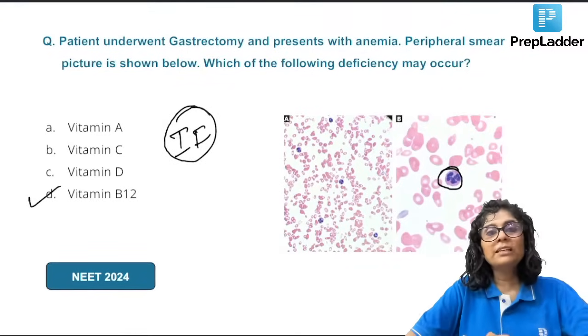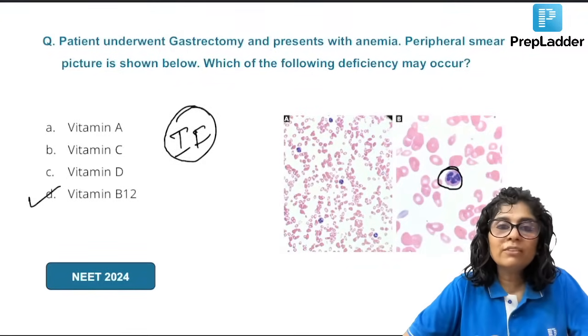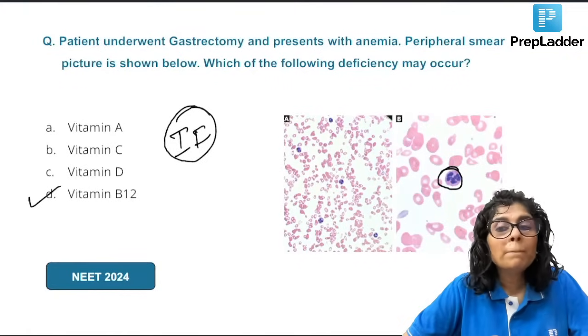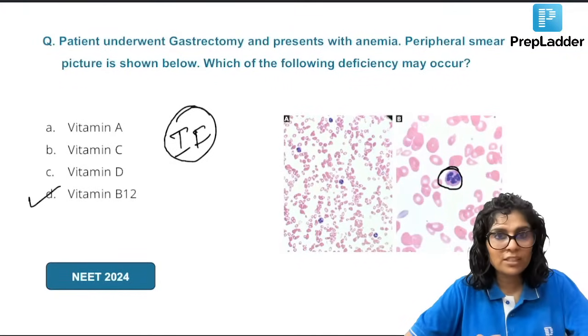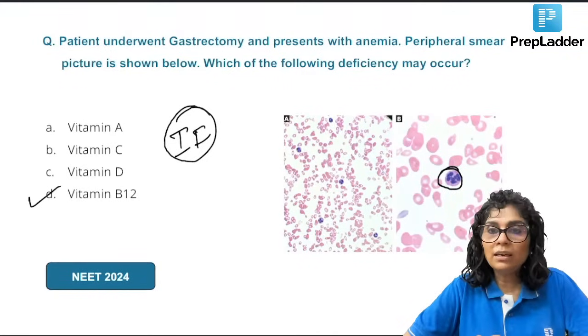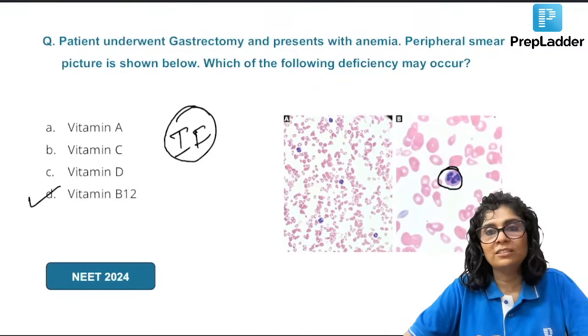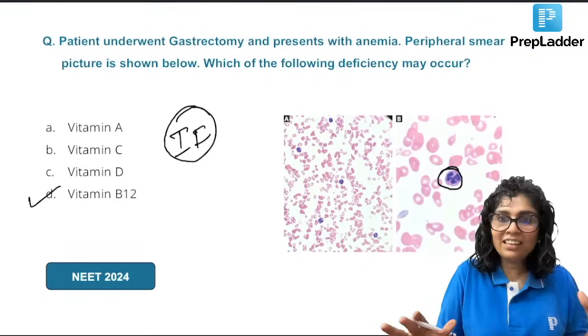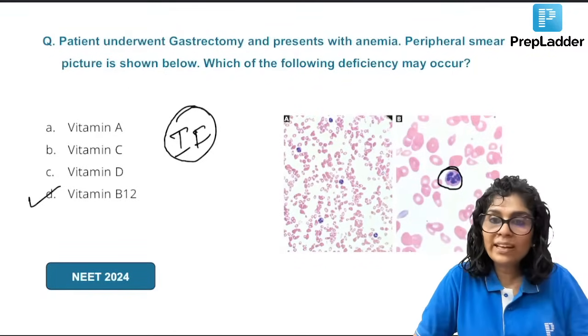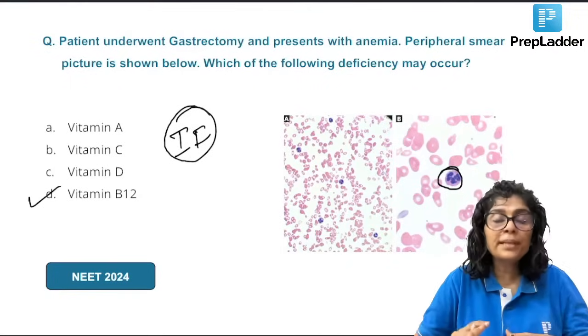Intrinsic factor will be deficient. Without intrinsic factor, what cannot be absorbed? B12 cannot be absorbed. Okay, so can we learn about B12 absorption? I'm not going to get into the details again. We are going to discuss only high yield facts, only about applied aspects.